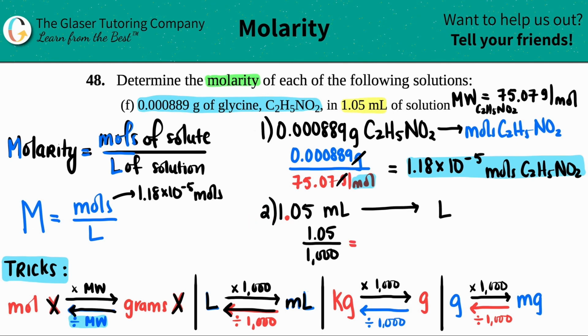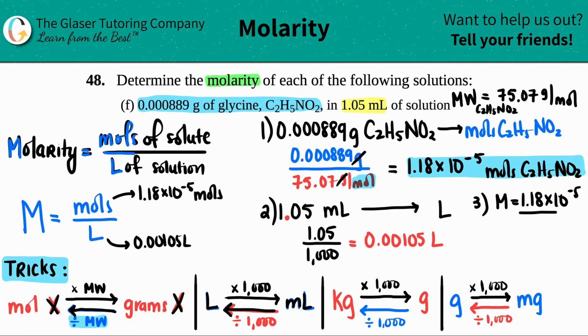So in this case, we have 0.00105 liters. And that's equivalent to 1.05 milliliters. Okay, now we have the bottom number, 0.00105 liters. Now all we have to do is calculate. Maybe I'll put the calculation over here. So this would be step 3. Molarity equals 1.18 times 10 to the negative fifth divided by 0.00105.